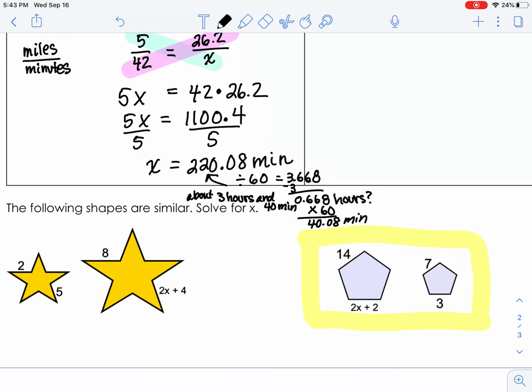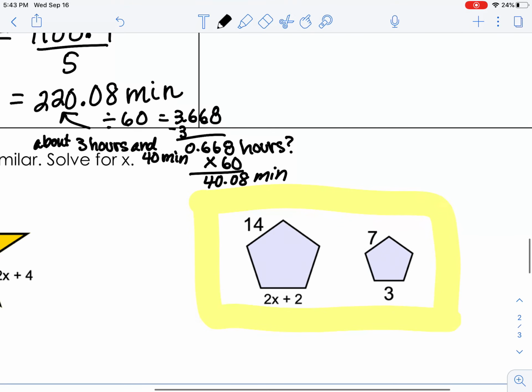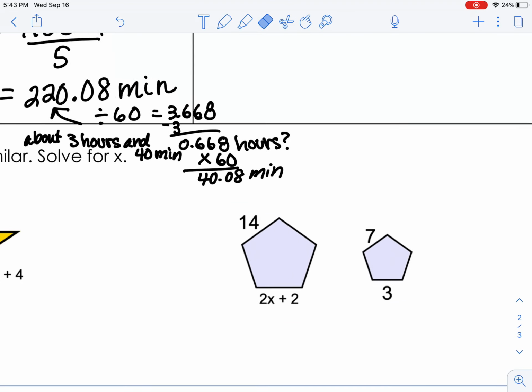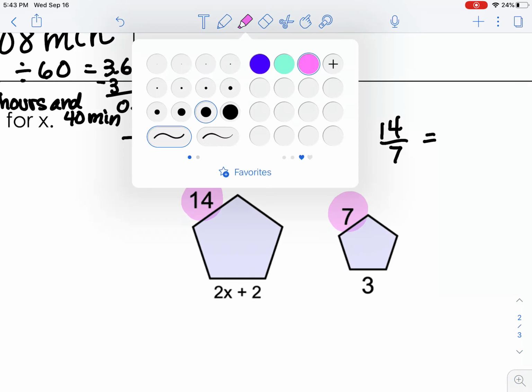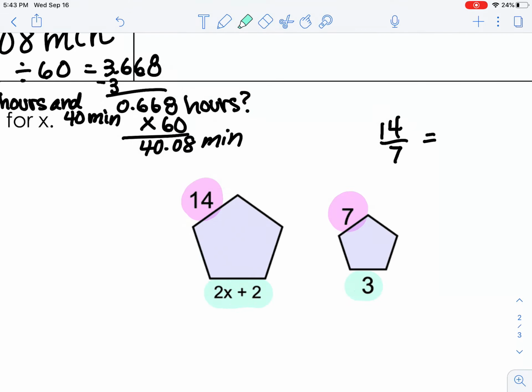All right, last one is a similar problem. And remember, with similar figures, corresponding angles are congruent and corresponding sides are proportional. So if we look for the corresponding sides, 14 would correspond to 7, so that would be 1 ratio. And then you would want to do it the same order on the other side. So since I started with the bigger pentagon, I want to start with the bigger pentagon for my other one. So let me just grab a different color. So we want to compare the 2x plus 2 over 3. So I went big pentagon over little pentagon on both sides.